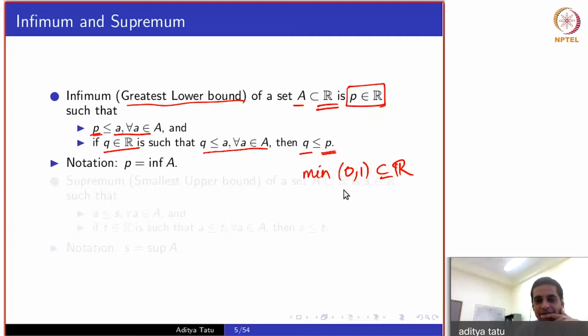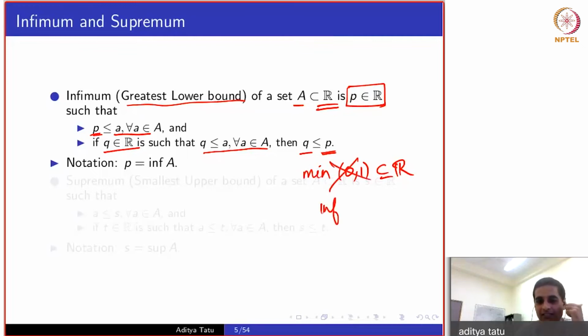The minimum is not 0, because this set does not include 0. There is also no number called 0 positive, so we cannot determine a specific value. So there is no minima for this set.